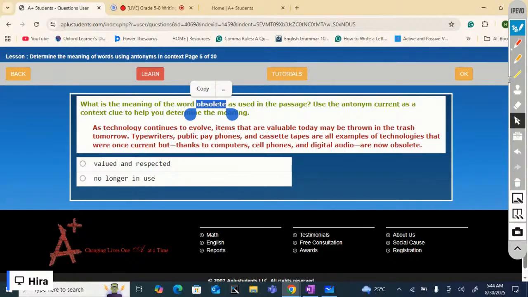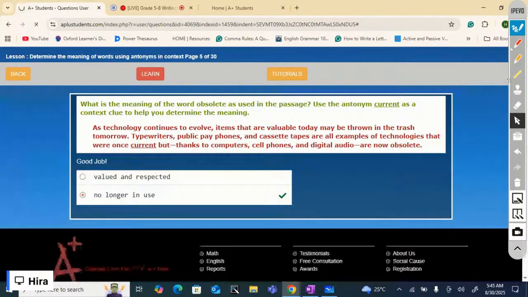Well, look at the antonym current. Current means in use, in present time, and obsolete means no longer in use. So, the antonym current works as a context clue and helps us understand the meaning of the word obsolete, which means no longer in use.